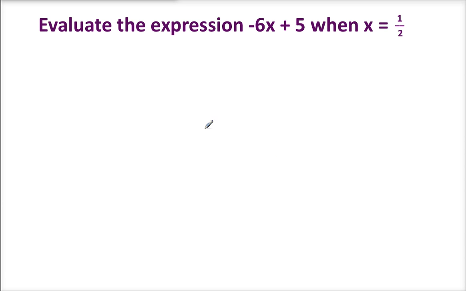Okay, last example. Evaluate the expression negative 6x plus 5 when x is equal to a half. Okay, so fractions are scary, but we know what we're supposed to do. So we have negative 6x plus 5 as our expression. We want to evaluate it when x is 1/2. So remember to use parentheses anytime you substitute and rewrite it. There we go. Now we multiply negative 6 times 1/2.